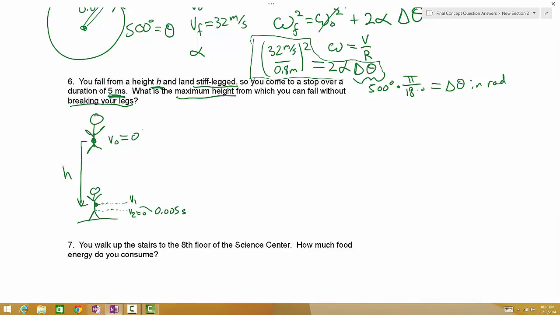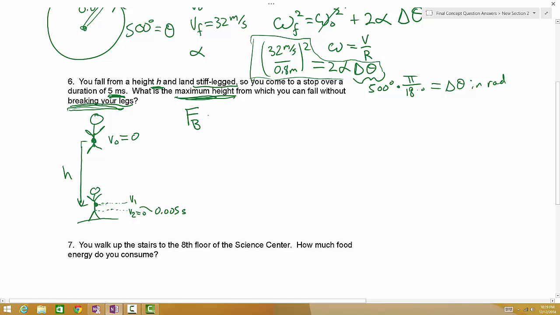And then what's the question looking for? It's asking for the maximum height from which you can fall without breaking your legs. So okay, we're missing some information because I know nothing about what it takes to break a leg. But when you're talking about breaking something, you're usually talking about pushing on the legs, and that pushing is usually a force. So you can imagine that there is some maximum force that would cause your legs to break. Okay, but this problem is asking about height. So how can we get this in terms of height, or maybe a velocity or something like that?